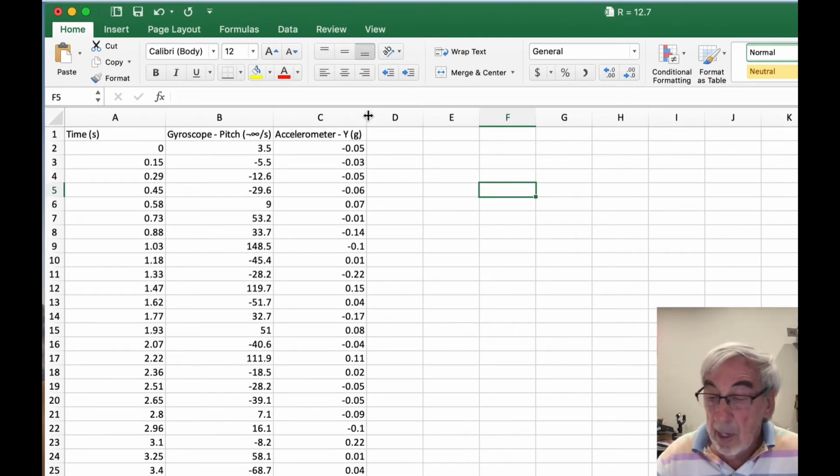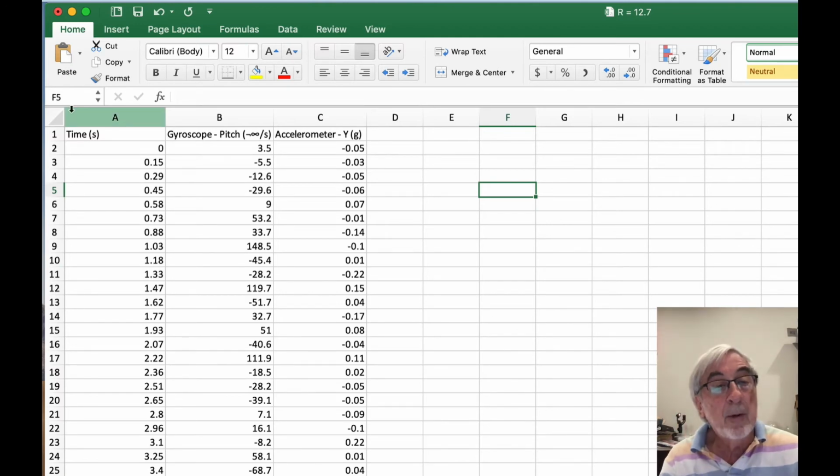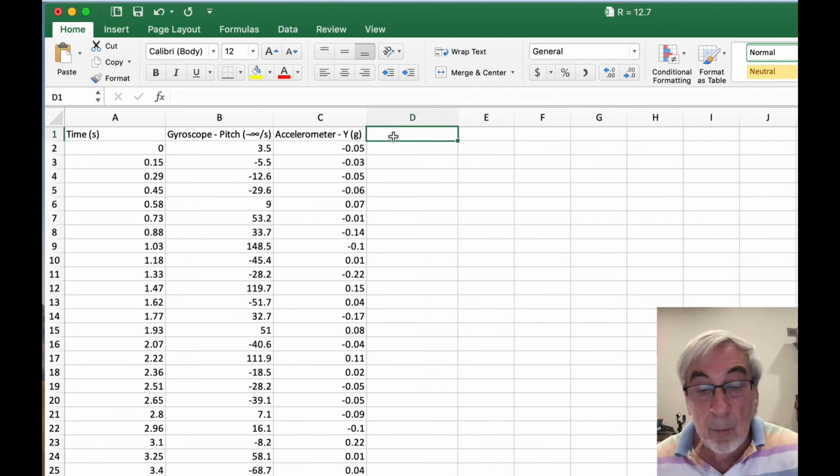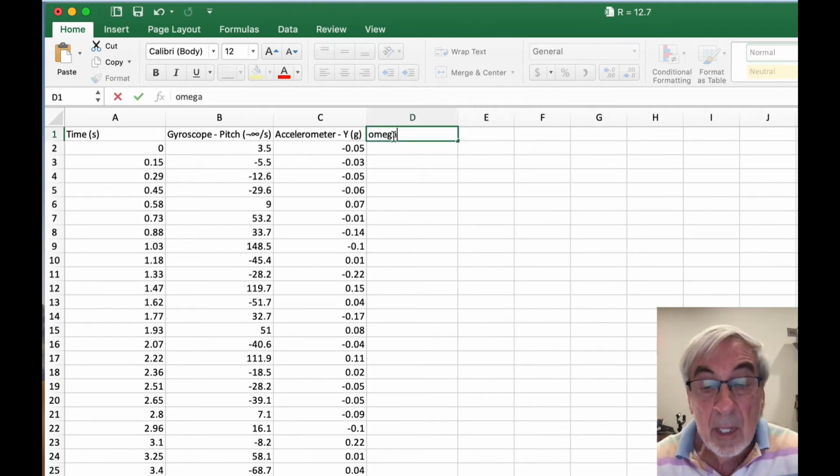So we don't really care about the time so much, except that if you want to peel off some of that early data, you can. We can just leave it there. I want to plot now. I want to plot the accelerometer data versus omega, but I'd like to go ahead and convert it to the proper units. So first I'm going to convert the gyroscope omega to, instead of degrees per second, radians per second. So I'll enter a column here that says omega in radians per second.